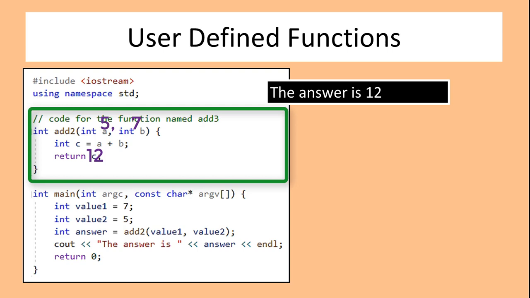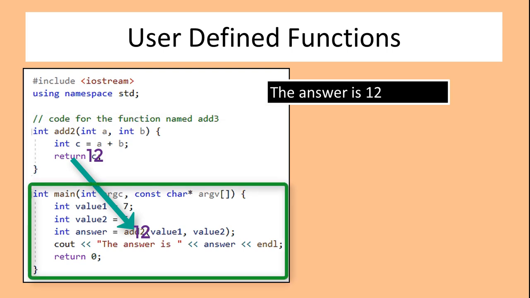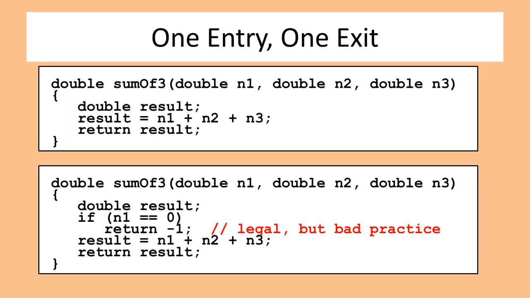The return C semicolon statement returns the integer value from C. The cout statement displays the answer is 12. Each function can have only one entry point, the top of the function, and should only have one exit point, the return statement at the end of the block of code. In this example, a -1 is returned to indicate an error. A return statement can be placed in the middle of the block of code as part of an if statement, but it's considered bad programming practice.